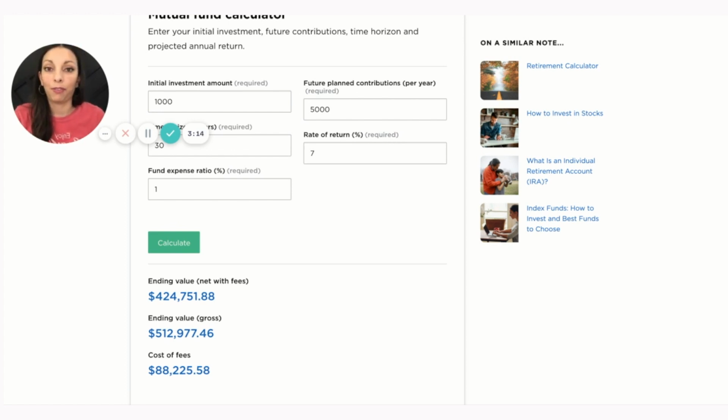So being aware of the fees can really impact you in the long run. I really encourage you to come in here, run the numbers on what you are paying or what you plan to pay, and see how that adds up over time.